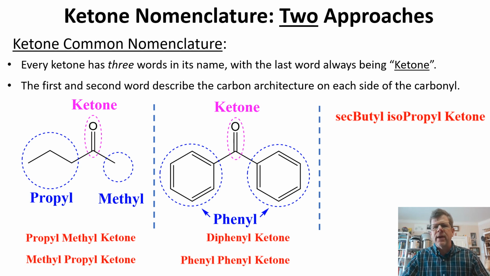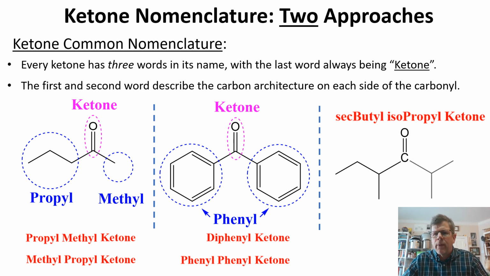I am going to put a ketone, or draw a carbonyl, right there, C double bond O. And I'm going to put on either side the first and the second word. Sec-butyl. Well, that was one of our 4-carbon alkyl groups. There it is, a sec-butyl group. Isopropyl. Well, there it is on the other side. Easy peasy. Sec-butyl isopropyl ketone.